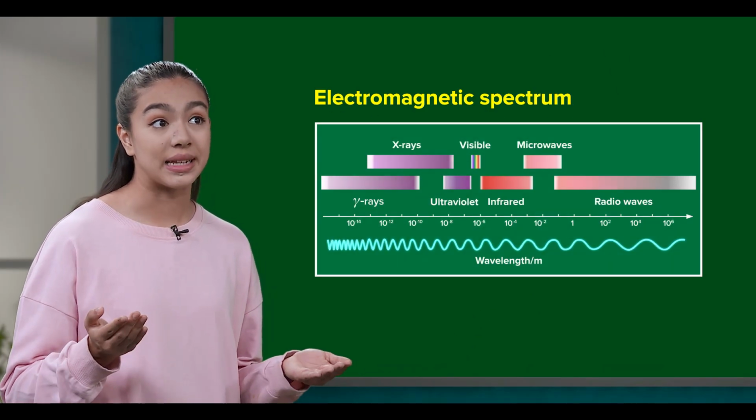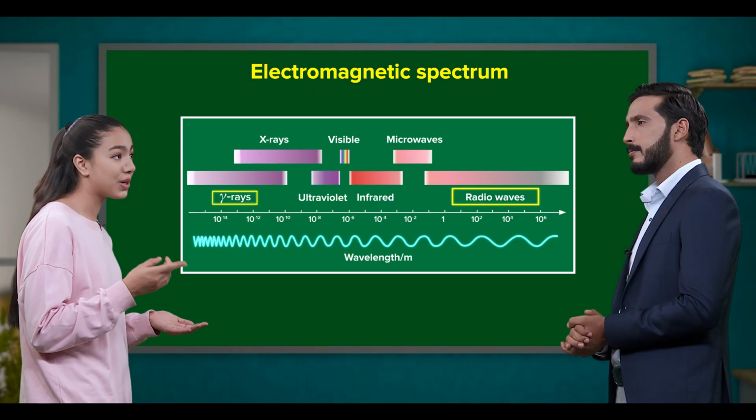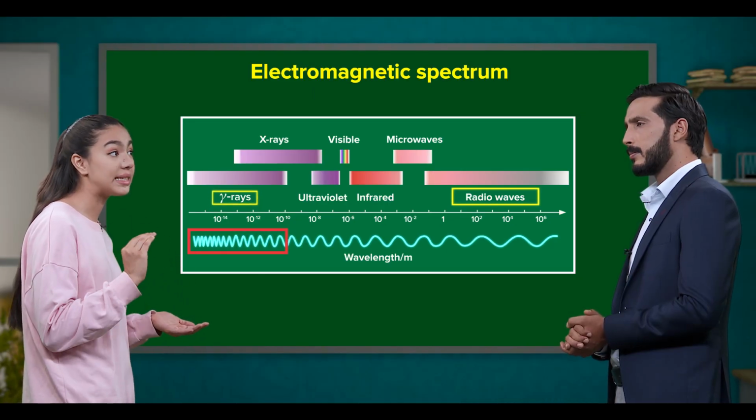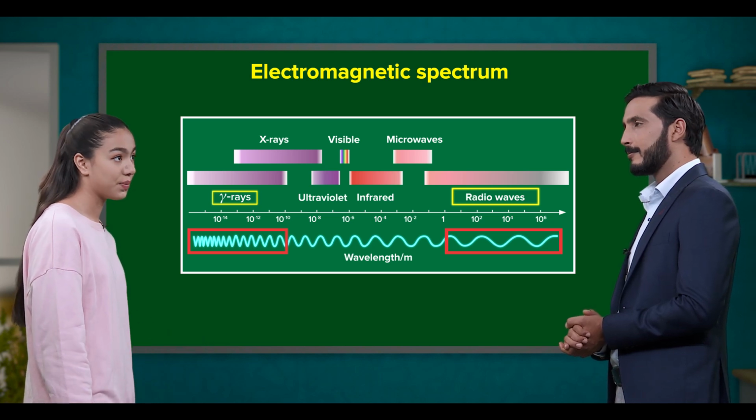The electromagnetic spectrum ranges from gamma rays to radio waves. In terms of frequency, gamma rays have the highest while radio waves have the lowest. It can be depicted like so.